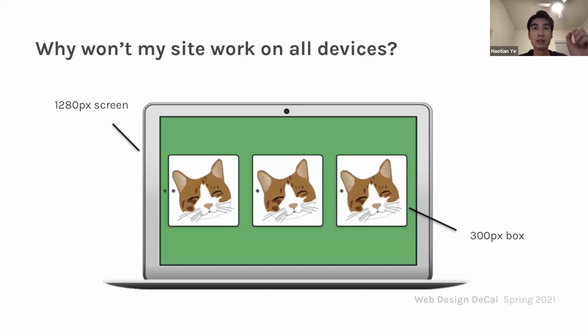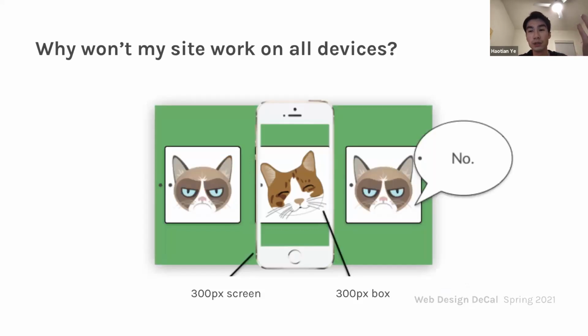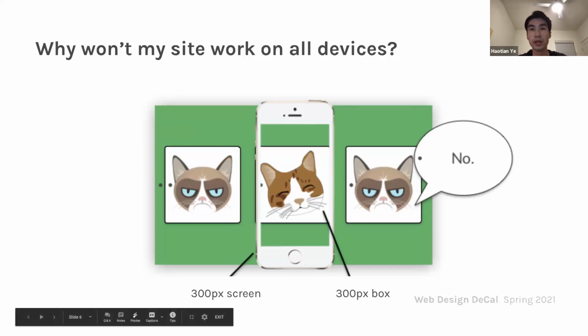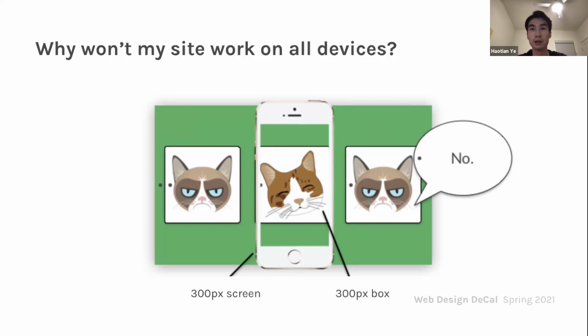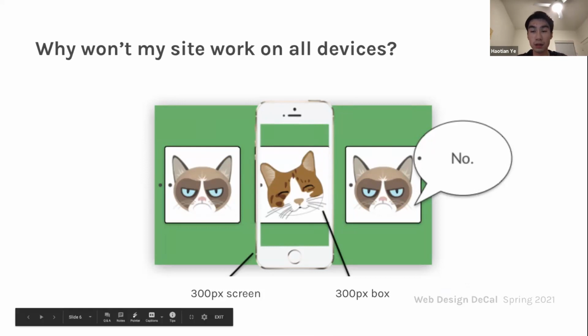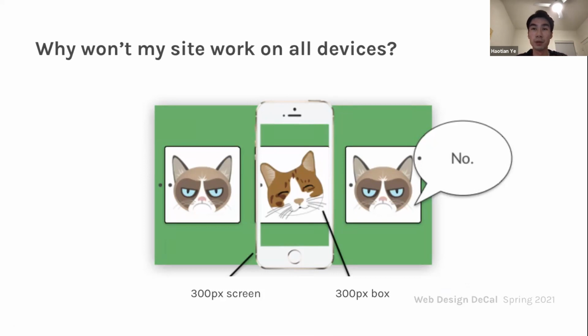So if we look at it on our phone, we can only see one of the cat boxes because our screen is 300 pixels wide, and it just so happens that it can only fit one cat box on our screen, and the other 2 cats are not happy because of that. Again, pixels are the same units across all screen sizes, and this is why responsive design is very, very important, but also very difficult to do.